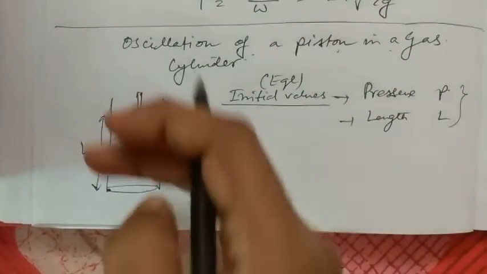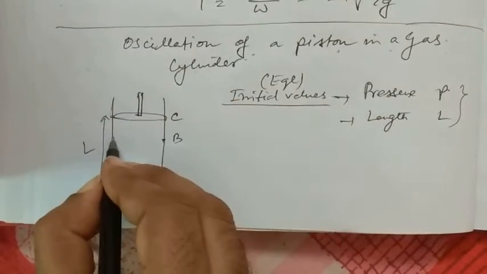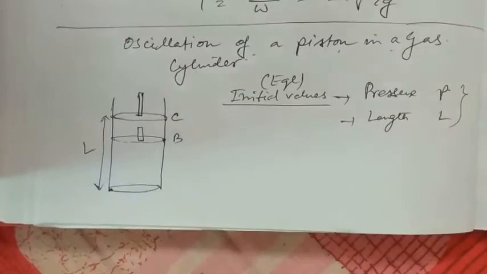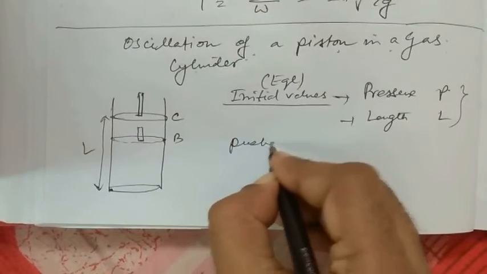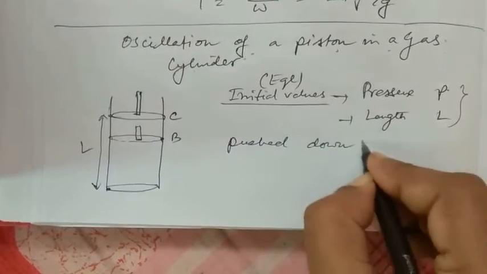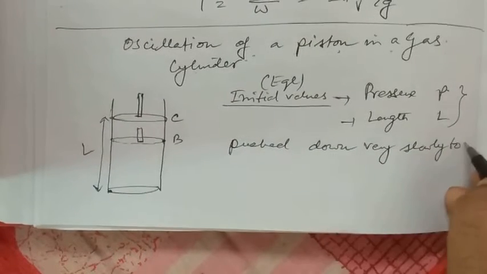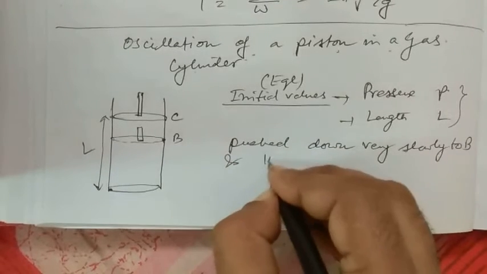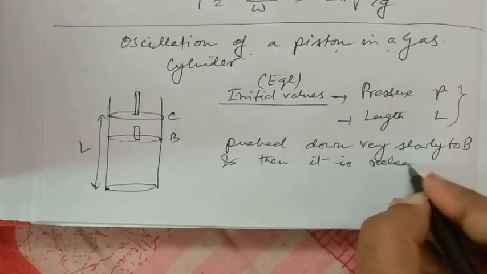Now, the piston is pushed down slightly to position B. Suppose this be B. The piston is pushed down to this position B very slowly, and then it is released. It means the piston is released.